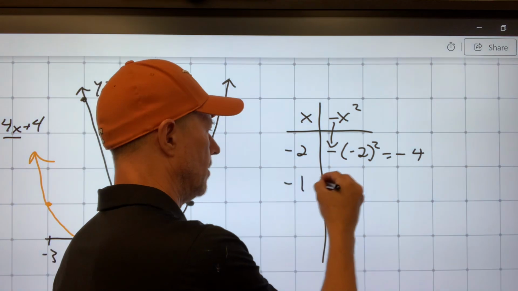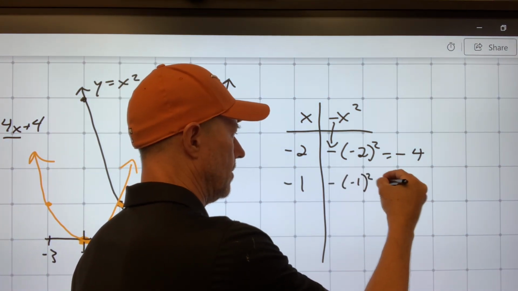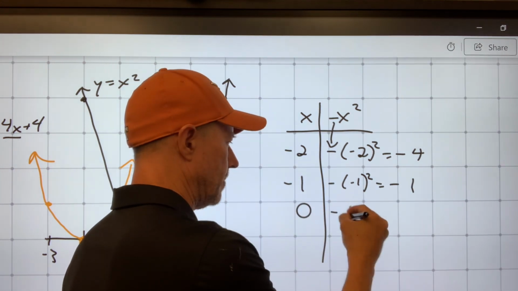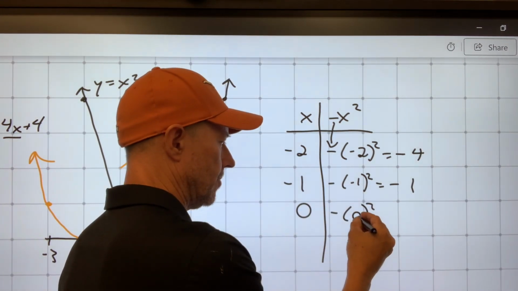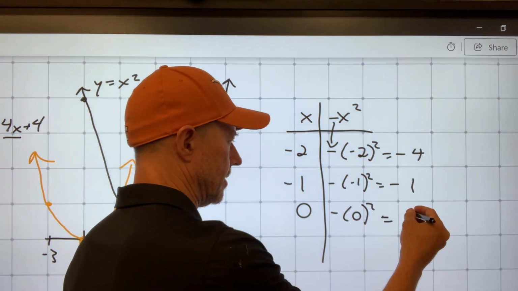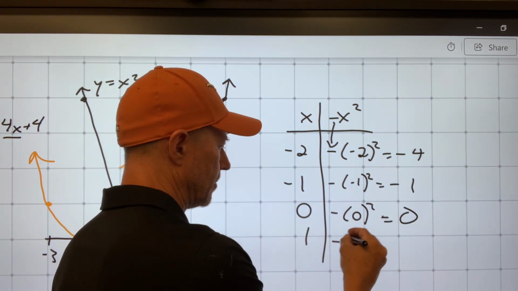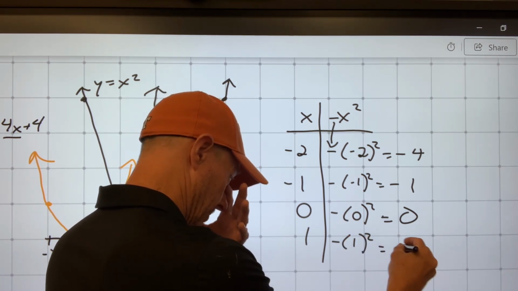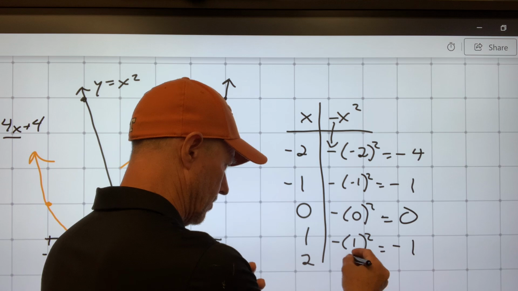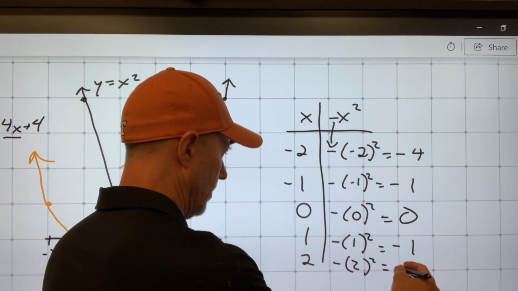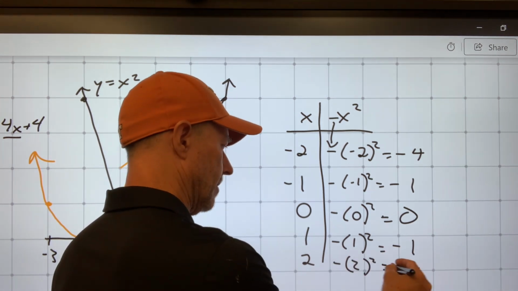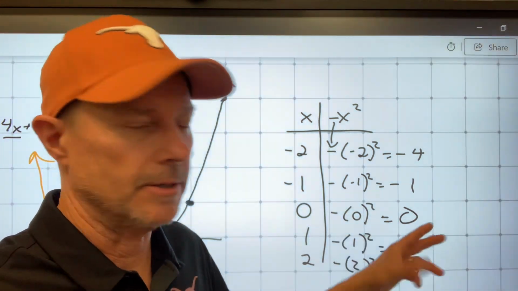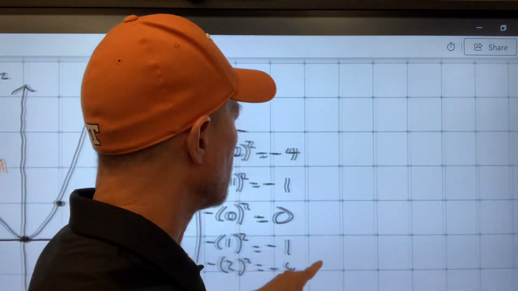So -1 would be negative of -1 squared, which is positive 1 here, but this negative is still there. 0 is not going to matter, because 0 squared is 0, and the opposite of 0 is still 0. 1 gives me 1 squared, which is 1, but the negative is still out front. And then 2 gives me 2 squared with the negative out front, which gives me 4, but the negative's out front, it's negative. So all of the y values except 0 change sign. 0 doesn't, it doesn't have a sign. So what happened to the graph?